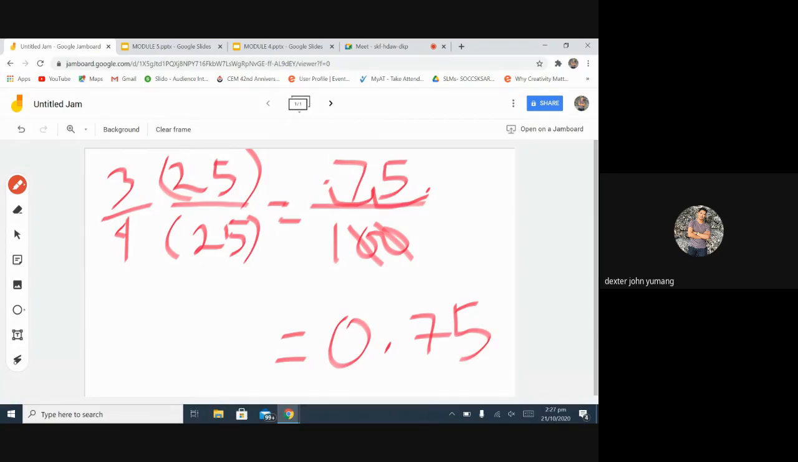Ulit. Ilang zero meron sa 100? Dalawa. So, galing sa invisible point sa 75 sa dulo, i-move natin siya ng dalawang beses. 1, 2. Bakit dalawa? Kasi dalawa rin po ang zero. So, that is now 0.75. Another example.